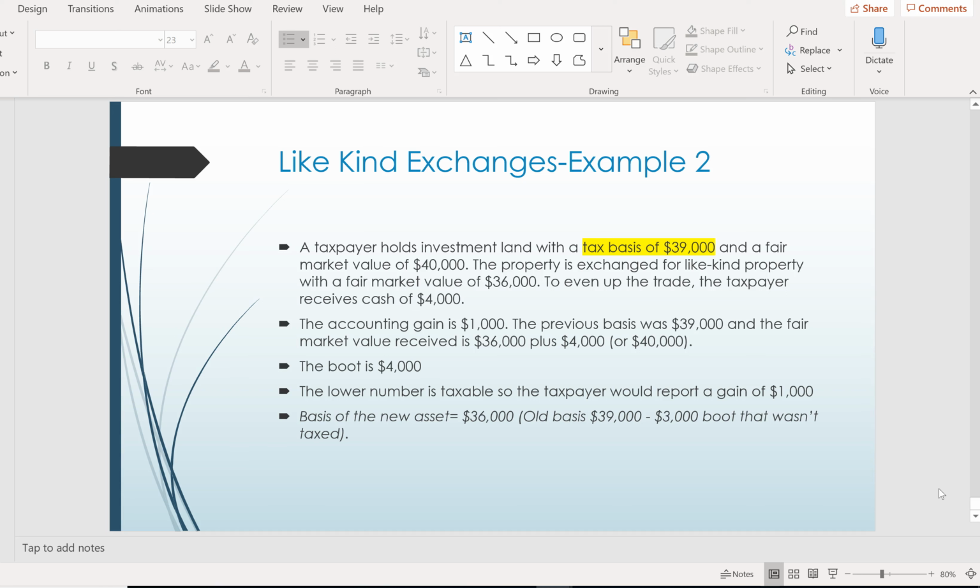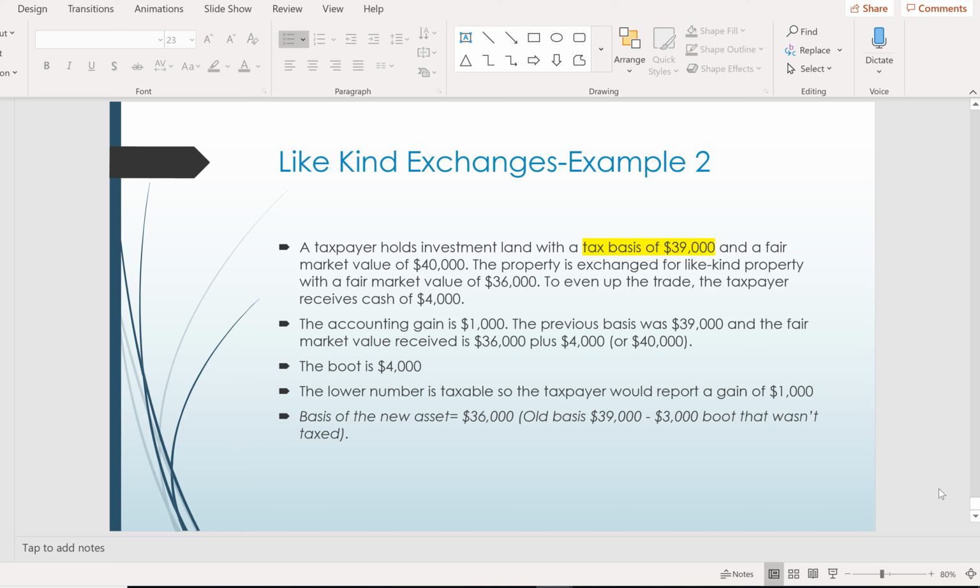The problem with that is not all the boot is being taxed right now. You still have boot of $4,000, and it's not all being taxed right now. So the IRS says you just put $4,000 cash in your pocket, and we only taxed you on $1,000 of it. So the other $3,000 that you didn't pay tax on right now, you're going to pay tax on that later. Some other time you'll pay tax on that. How do we know? Because we're going to take your old basis of $39,000 and we're going to subtract $3,000, which is the boot that wasn't taxed today. We're going to make sure it's taxed tomorrow by lowering your basis down to $36,000.